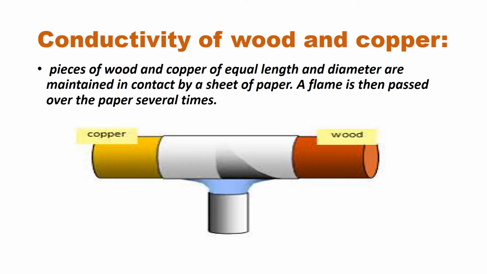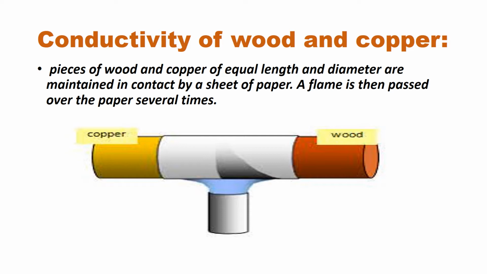This experiment shows the difference between a good conductor and an insulator. A good conductor will always conduct heat away, but an insulator does not. Now take an example of this. If you have a metal and wood, you can wrap them together using a piece of paper. Then if you pass a flame over the piece of paper, you realize that the paper will be charred or burnt at the end where wood is, but at the end where copper is, the paper will not be burnt.